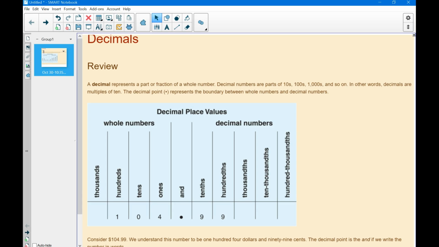One of the first things we're going to talk about in decimals is something called place value.